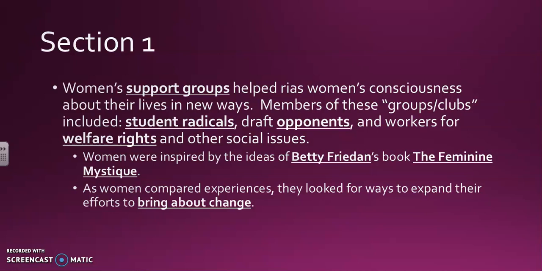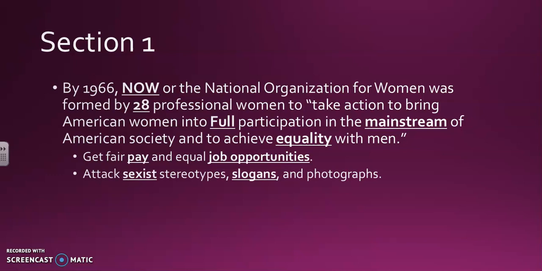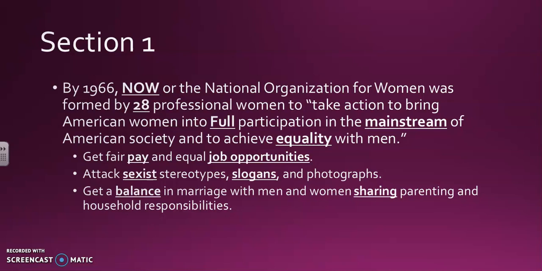And so, as women compared experiences, they looked for ways to expand their efforts to bring about change. By 1966, NOW, or the National Organization for Women, was formed by 28 professional women to take action to bring American women into full participation in the mainstream of American society and to achieve equality with men. This would be very difficult, but they would eventually start seeing some success. A lot of their issues would revolve around getting fair pay and equal job opportunities, attacking sexist stereotypes, slogans, and photographs, and getting a balance in marriage with men and women sharing parenting and household responsibilities.